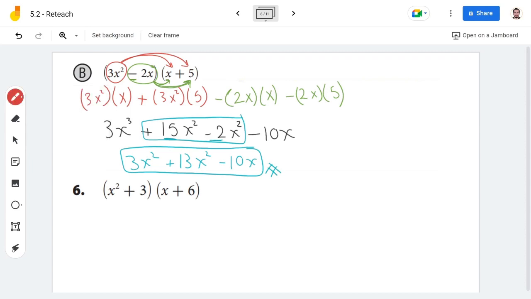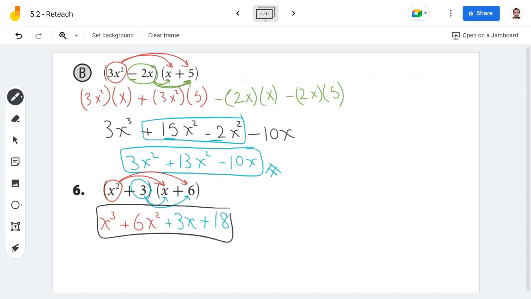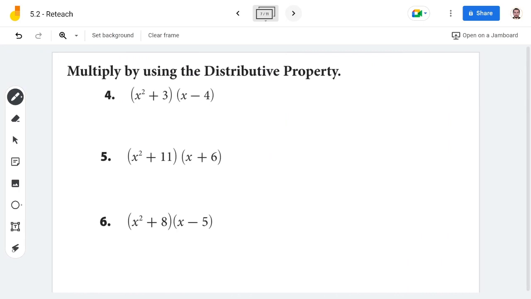Okay, easy question. So let's do it from the first term. So x squared times x is x cubed, right? x squared times 6 is equal to 6x squared, right? Then 3 times x is equal to 3x. 3 times 6 is equal to 18, right? Do we have like terms? x cubed, x squared, x, 18, so no like terms. So this is the final answer. I hope you understand this way because this way is very easy to understand.